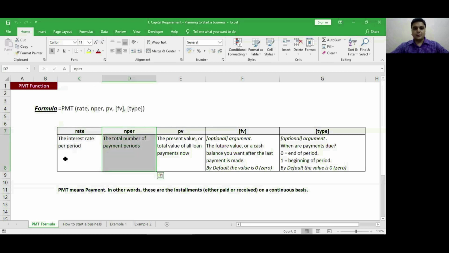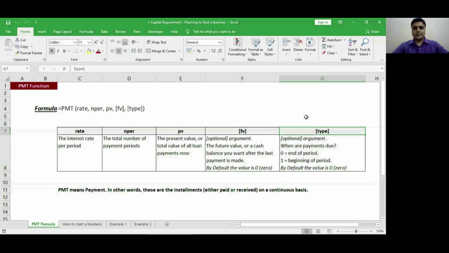NPER stands for total number of payment periods. For example, if I'm investing say 5,000 rupees on a monthly basis for 2 years, then total number of periods will be 2 years into 12 months, that is 24 months. PV stands for present value. FV stands for future value. As you can see, FV is in square brackets. A square bracket means that it is an optional argument. If you do not put any value in this argument, it will automatically take 0 as the input. We will discuss this in detail in the example.